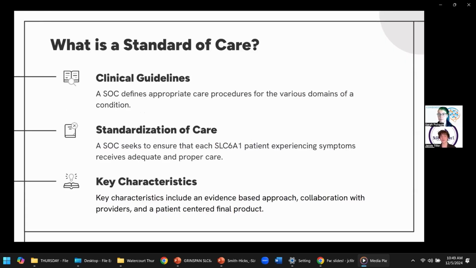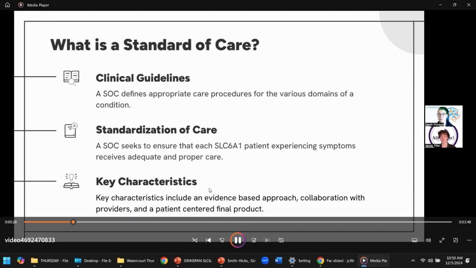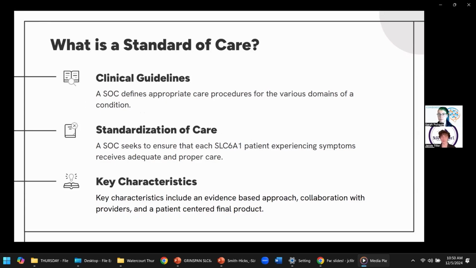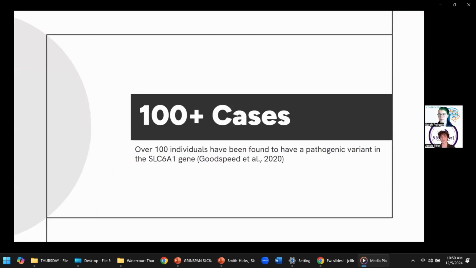Well, broadly, a standard of care defines appropriate procedures for treatment for the various domains of the condition and seeks to establish clinical guidelines. We also seek to ensure that each SLC6A1 patient experiencing symptoms receives adequate and proper care. Additionally, a standard of care is defined by a set of key characteristics. These include an evidence-based approach, collaboration with providers, and a patient-centered final product.